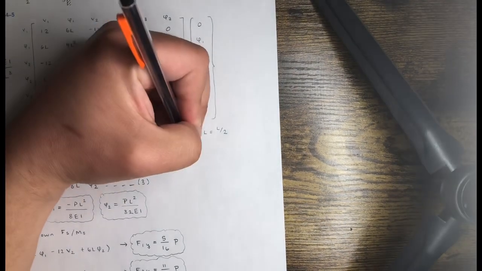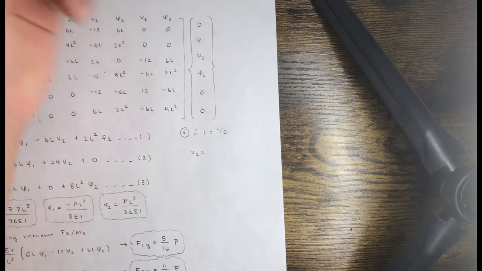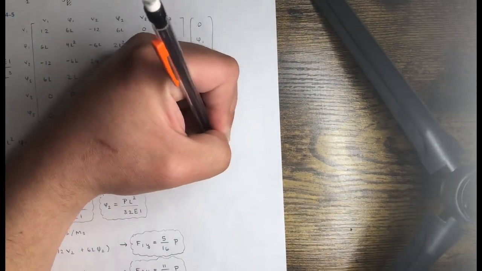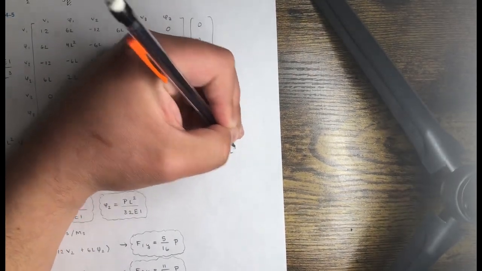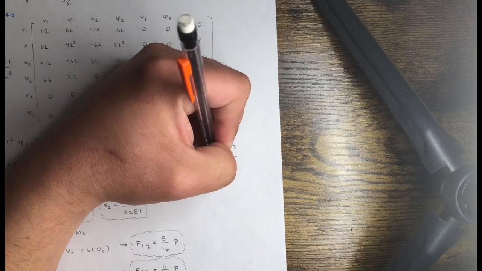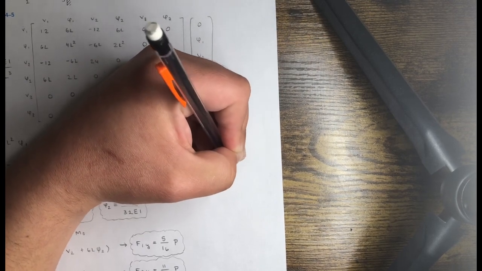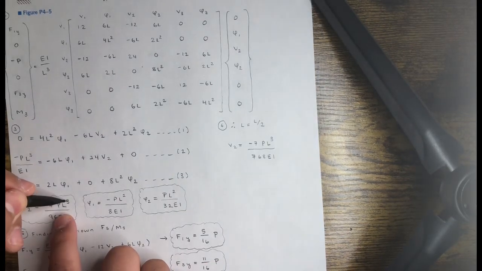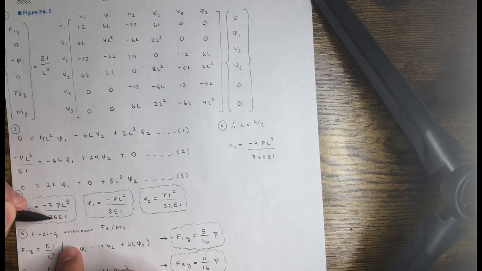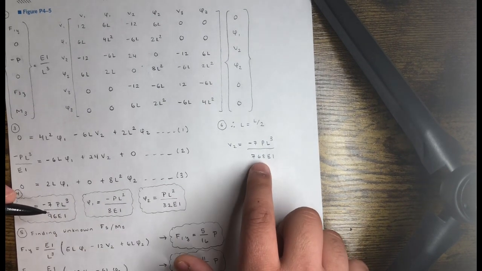So that means V2 is equal to -7PL cubed over 768 EI. So in this case, when you plug in L over 2 cubed, you get L cubed over 8. So 8 gets multiplied to 96. That's how you get that 768 right there.